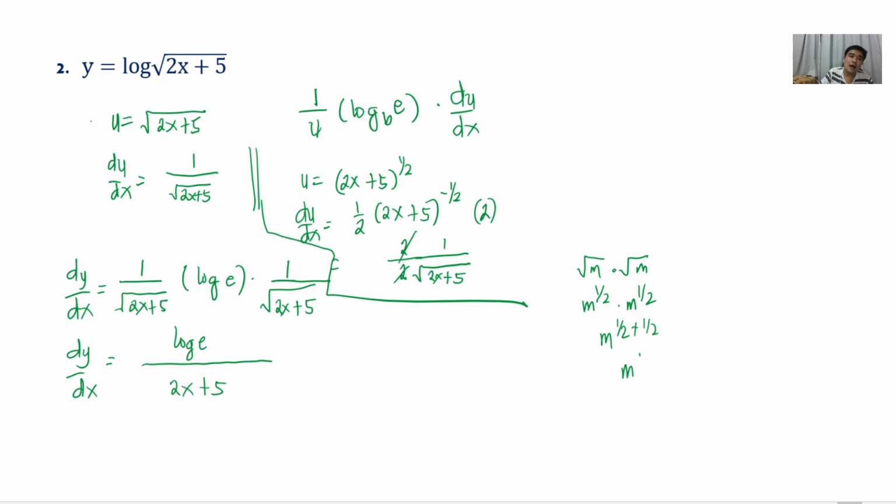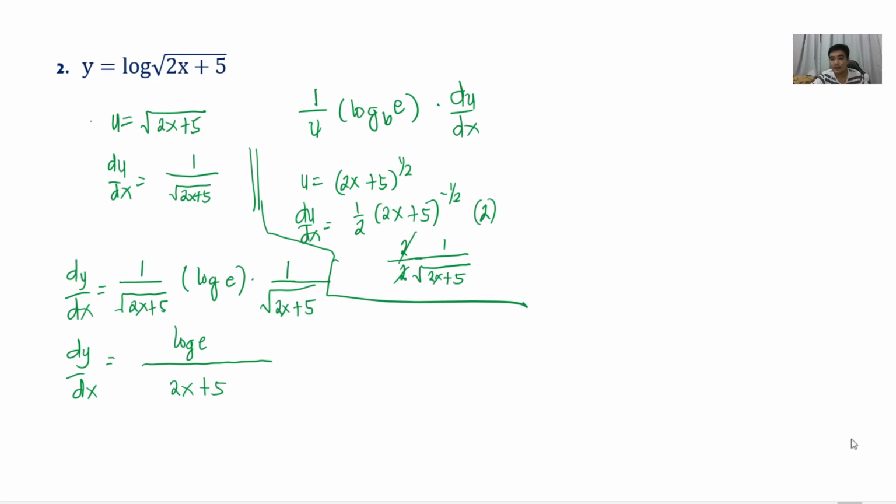Okay. Do we have an alternative solution for that? We have, class. Ganito ang gawin nyo, class. Kung alam nyo yung mga laws of exponents, you can apply it. Okay? You can apply the laws of exponents. So, ano yung mga laws of exponents natin?